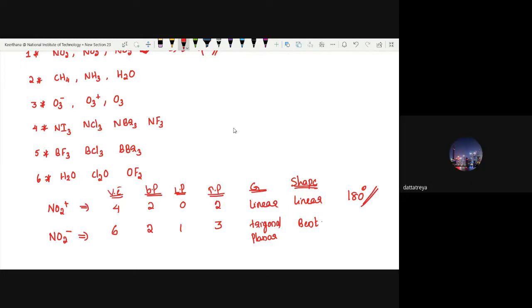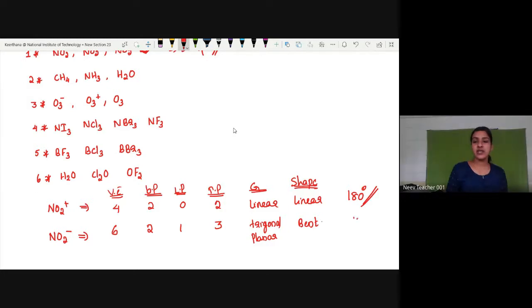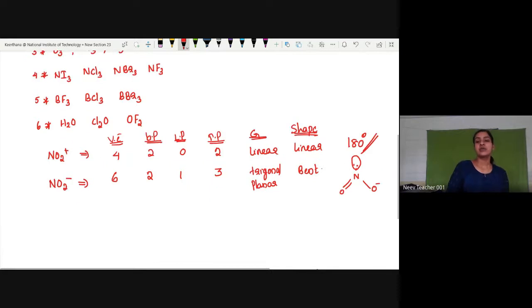Ma'am, less than 120, due to the presence of the lone pair. Due to the presence of the lone pair, when I'm drawing this structure, I will draw it like this only, okay? Because we are considering these 6 electrons to understand the geometry and shape. When you're drawing this structure, we will follow this method only.